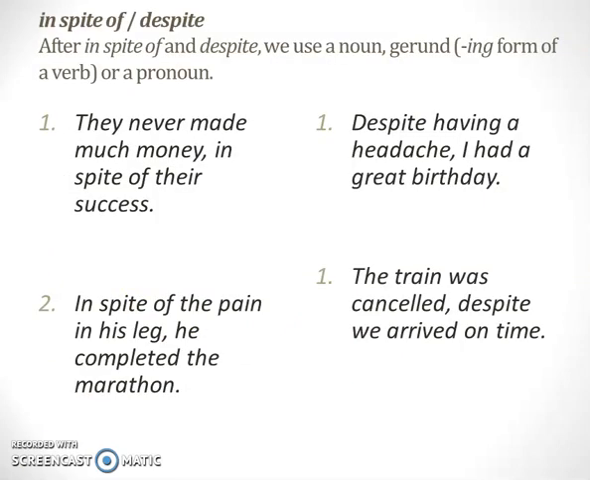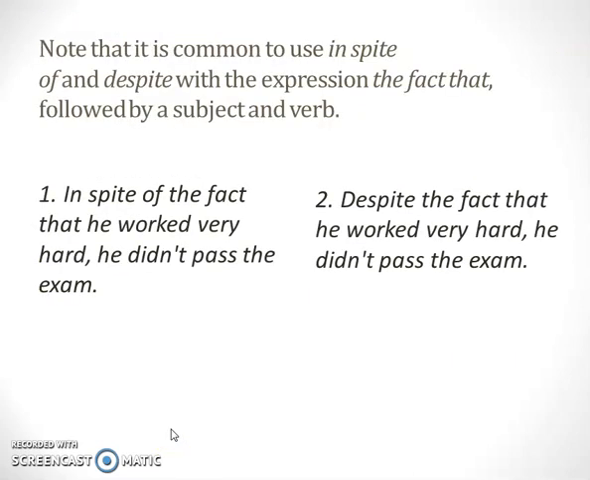It can be the first clause in a sentence or it can be the second clause of the sentence. Another important thing to keep in mind, that after in spite of and despite, we use a noun or the ing form of the verb or a pronoun. But if you use the expression the fact that after in spite of or despite, you can use subject and verb also after it. Like in spite of the fact that he worked very hard, he didn't pass the exam. Here, he is the subject and worked is a verb. We have used it after in spite of because we have used the expression the fact here.